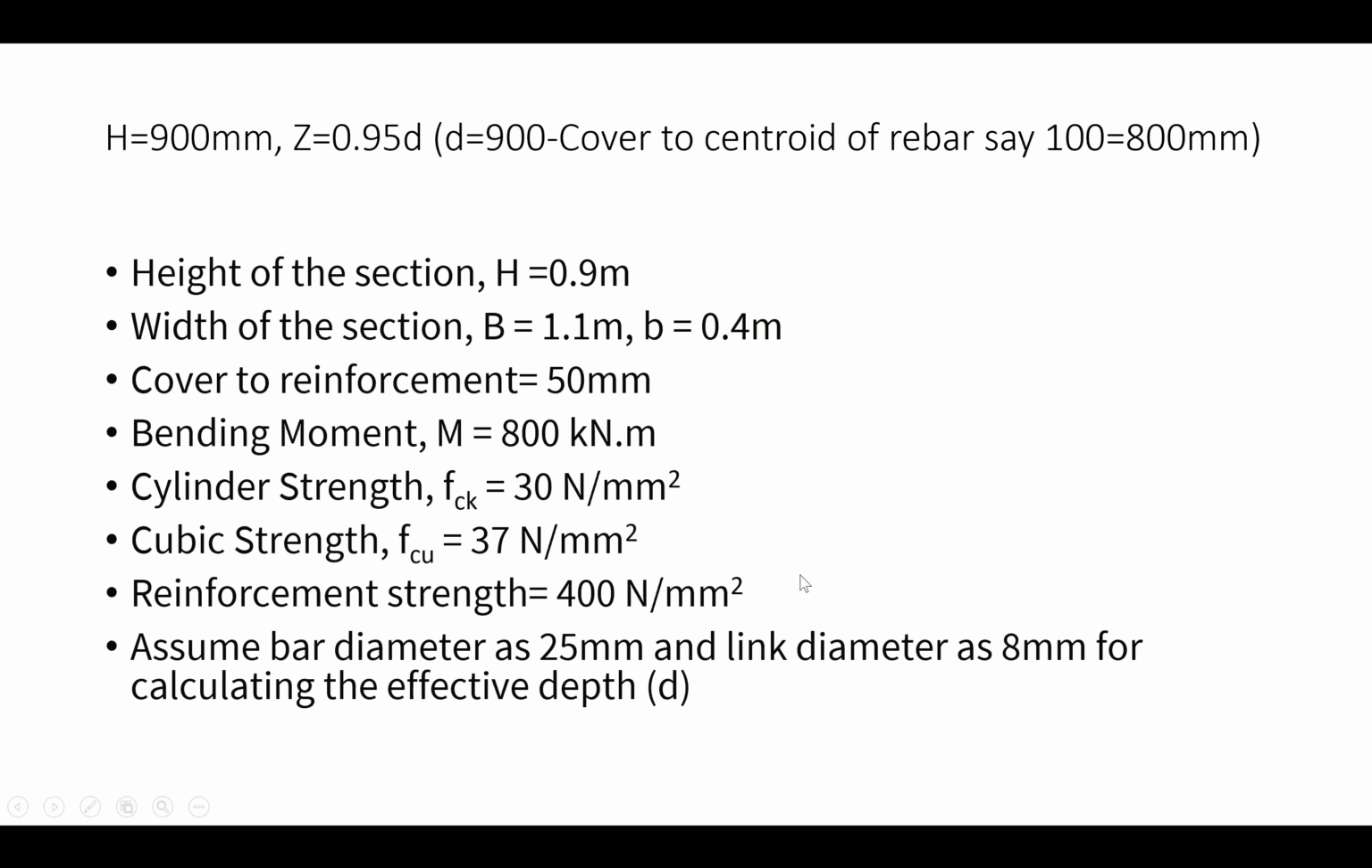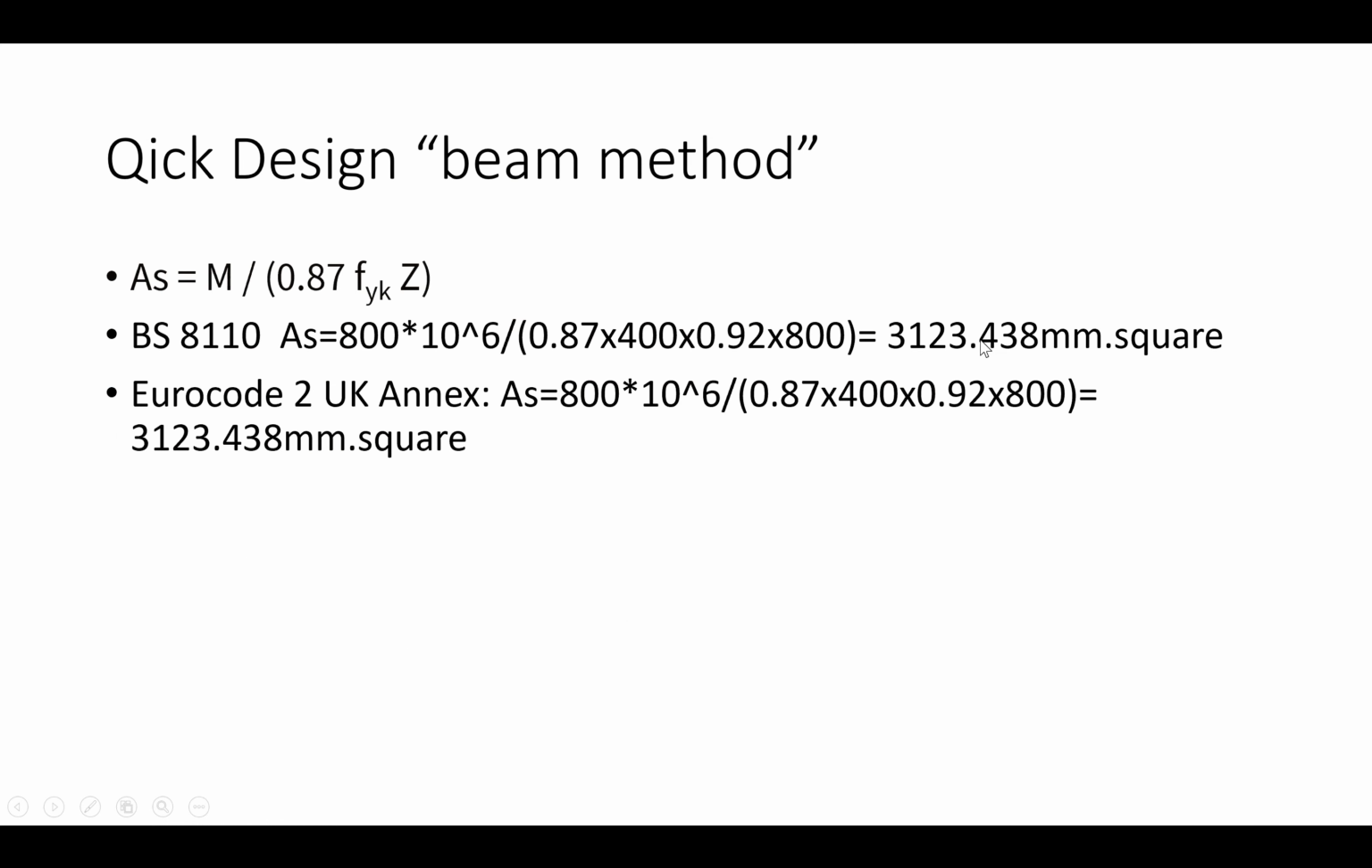We try to comply with the Eurocode 2 requirement. The minimum rebar strength is equal to 400 megapascals, but actually in my country the reinforcement strength is equal to 390 megapascal, but now we use the recommendation, the minimum reinforcement strength for Eurocode 2. Assume the rebar diameter 25 millimeter at the tension zone, and this is the quick design or brief design.